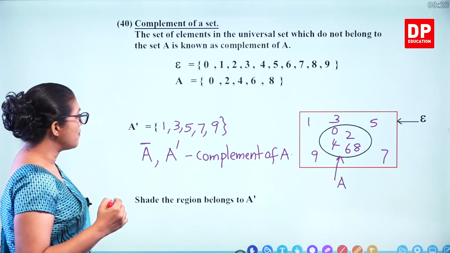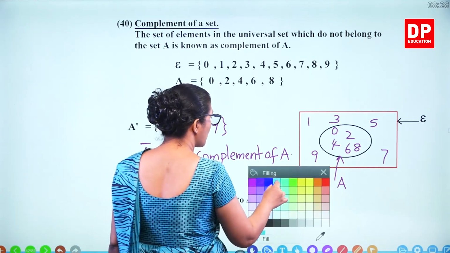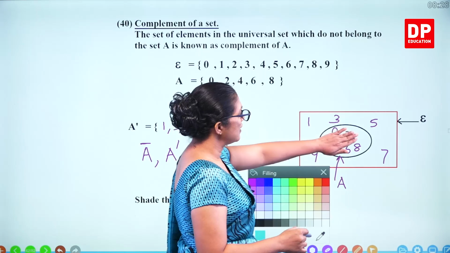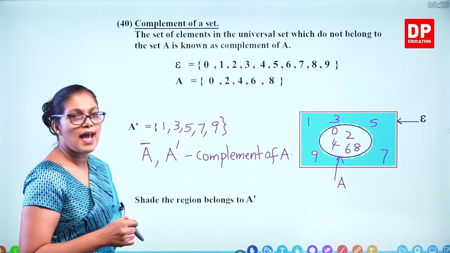So shade the region belongs to A dash. So what's the region? We close the circle A and shade outside. That's A dash.